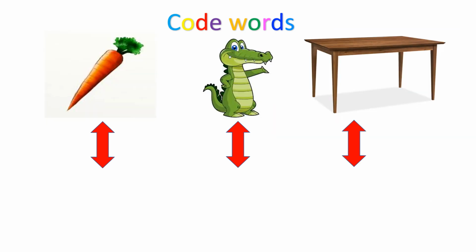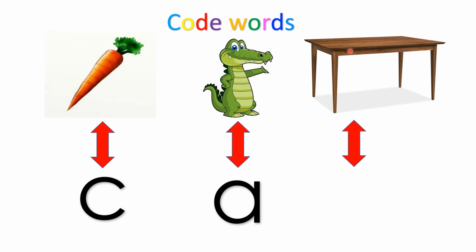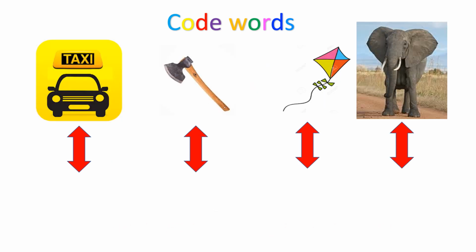Cow. The last activity, carrot. Carrot. With what letter does carrot begin? Letter C. Alligator. Alligator begins with letter A. Table. Table begins with letter T. What is the word? Cat. Cat is the word.